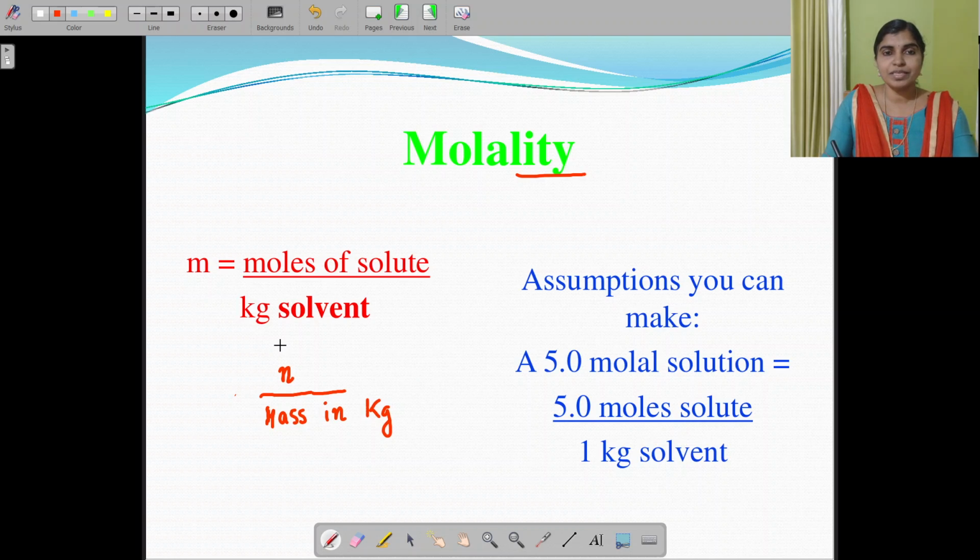So how will you write the mathematical expression? The molality m is equivalent to the number of moles n divided by mass in kilograms. So here this is the mass of the solvent in kilograms. In the last case, it was the volume of the solution in liters. Here it is the mass of the solvent in kilograms.